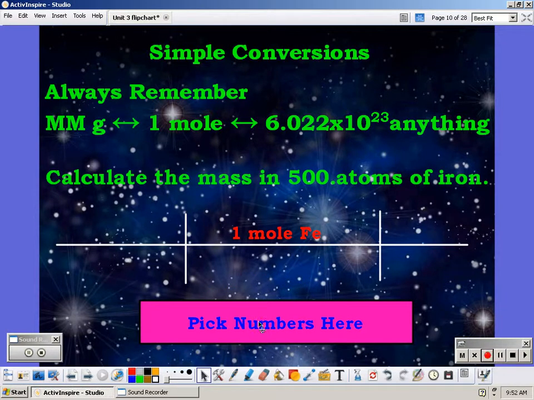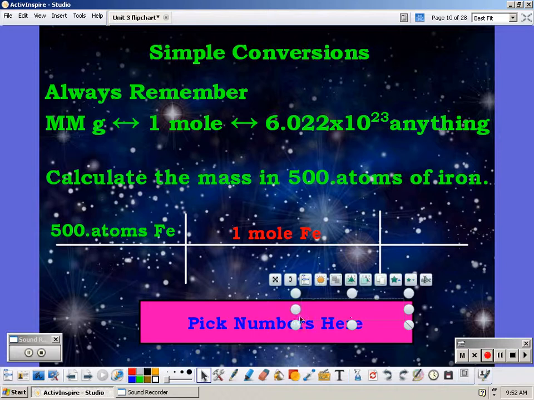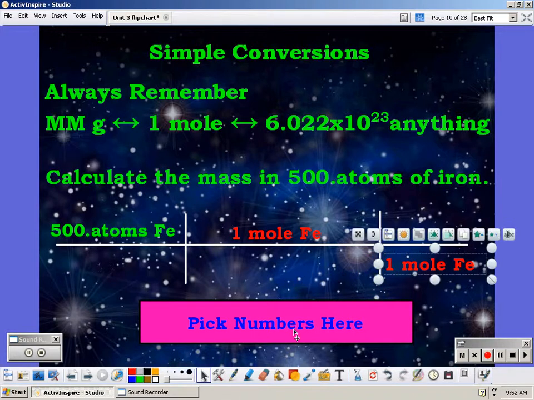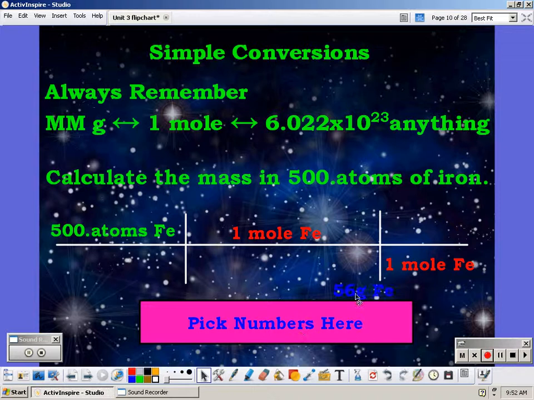500 atoms of iron is what we start with. One mole of iron would go on the bottom. 56 grams of iron is the molar mass of iron, so that's what we want to end with. And then we have Avogadro's number.